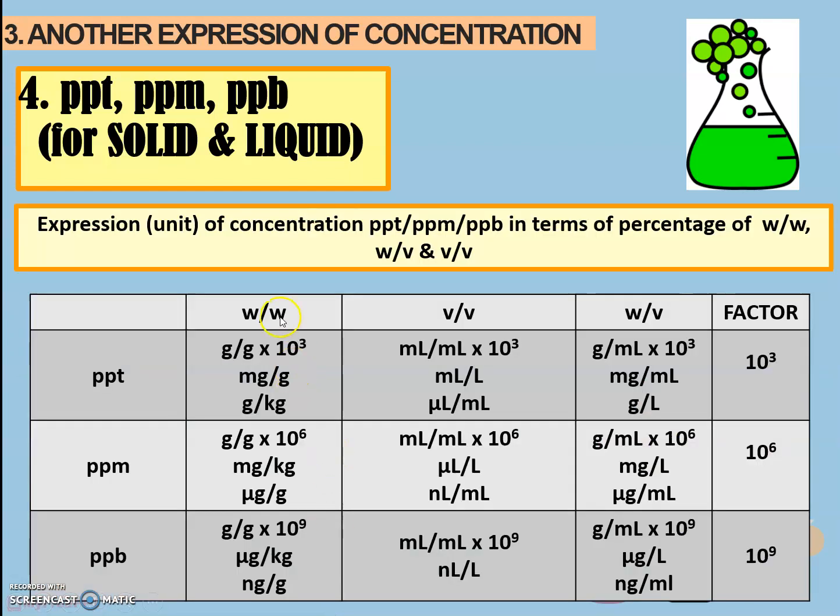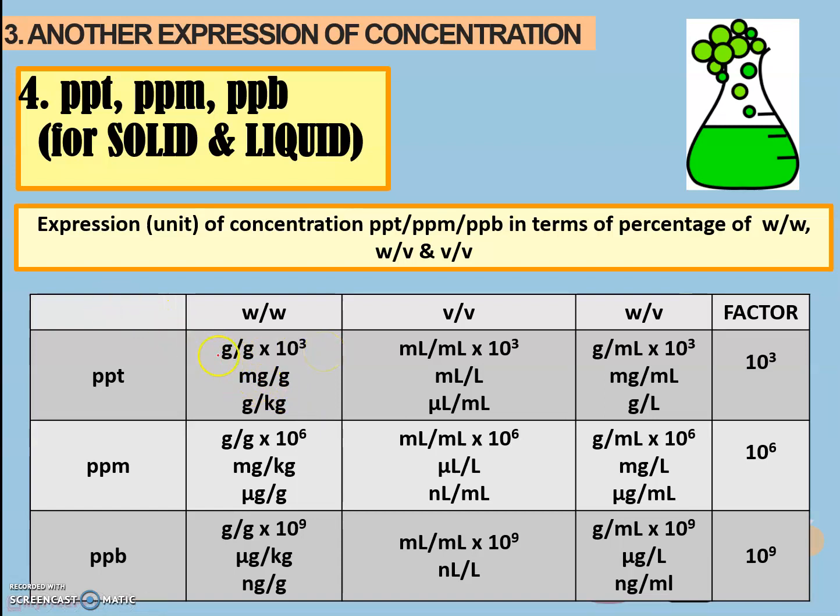Actually, this expression, part per thousand, part per million, part per billion, can be either in terms of weight per weight, volume per volume, or weight per volume. Previously the concentration that you learned is percentage weight per weight, percentage weight per volume, and percentage volume per volume. But for PPT, PPM, and PPB, it has these types of terms. So this is actually the unit. For example, PPT is gram per gram exponent 3, or equal to milligram per gram, equal to gram per kilogram.